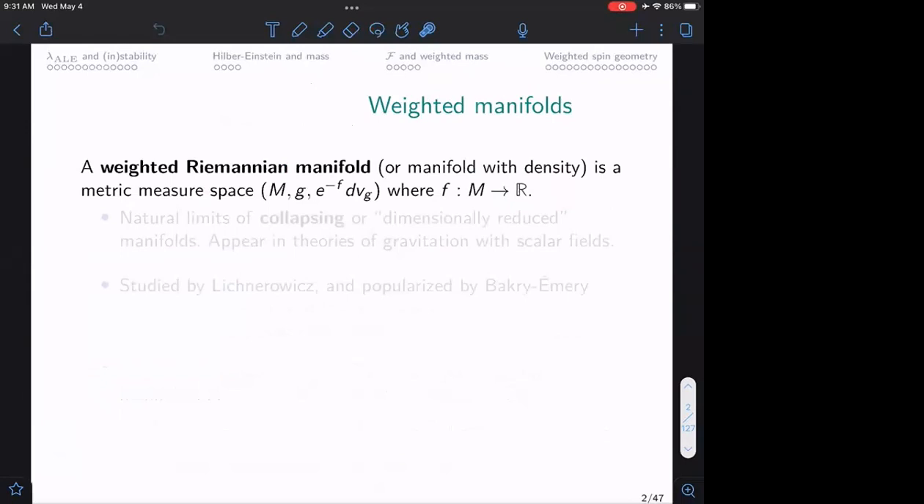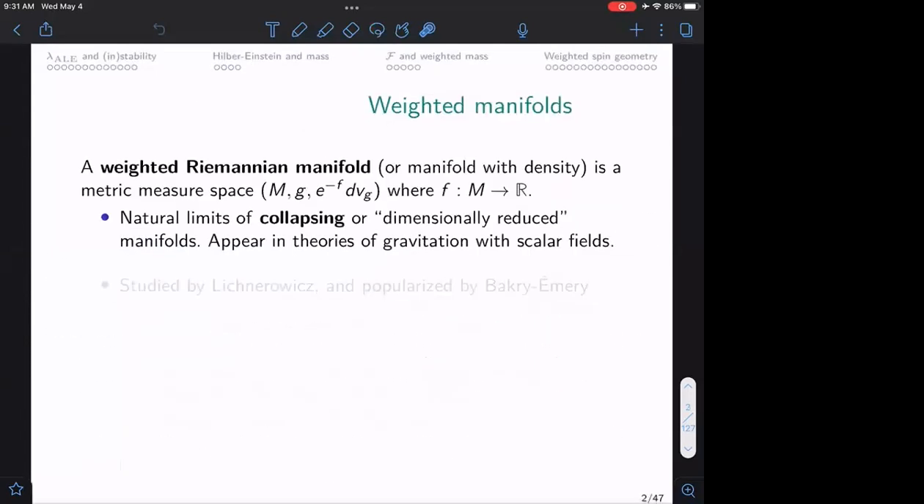A weighted Riemannian manifold, or manifold with density, depending on who you are, you might use one name or the other, is a Riemannian manifold together with a volume form which is not the Riemannian volume, but has some density, e to the minus f, where f is just a smooth function for us. They appear naturally as limits of collapsing. In the theory of lower bounds on Ricci curvature, for instance, in the limit the natural measure is not the Riemannian measure, but may have some density.